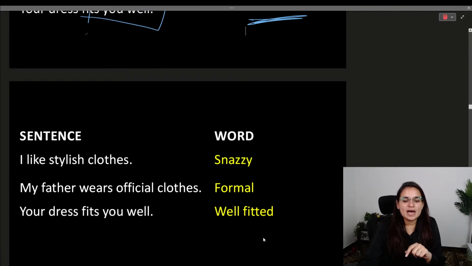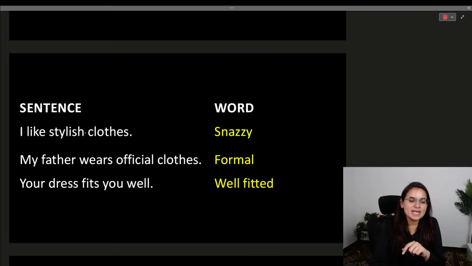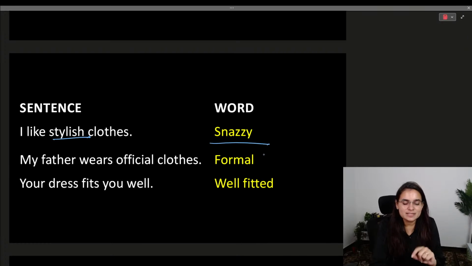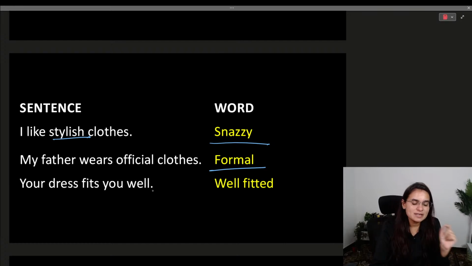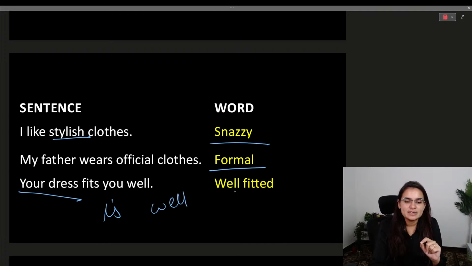All right, there are answers on your screen. The first one: I like stylish clothes means I like snazzy clothes. Snazzy is the word we discussed in the class. My father wears official clothes. You can say my father wears formal. Your dress fits you well. You can say that your dress is well fitted. Your dress is well fitted is a very good phrase.